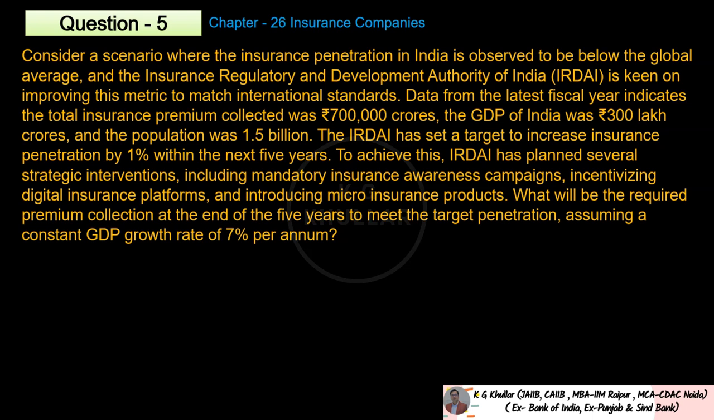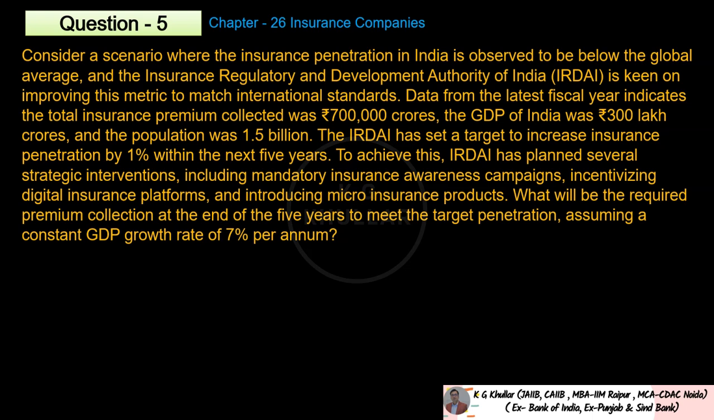Data from the latest fiscal years indicates the total insurance premium collected was Rs 7 lakh crores. The GDP of India was Rs 300 lakh crores and population was 1.5 billion. The IRDAI has set a target to increase insurance penetration by 1% within the next 5 years. To achieve this target, IRDAI has planned several strategic interventions, including mandatory insurance awareness campaigns, incentivizing digital insurance platforms, and introducing micro-insurance products.